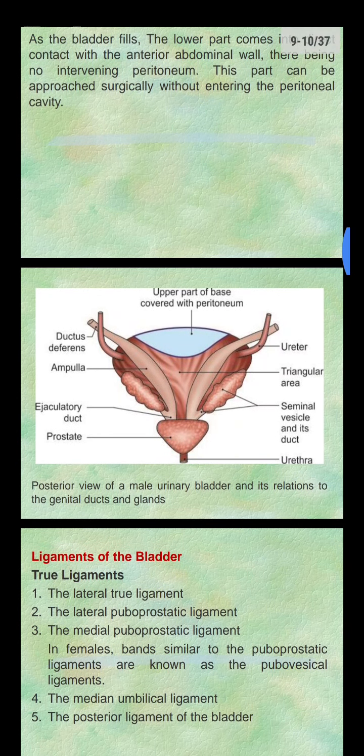And you can see the posterior view of the urinary bladder. In the males, this is the posterior view, the back portion of the bladder. It is related to the prostate, the ejaculatory ducts, the seminal vesicles and the ductus deferens. So all these structures are on the posterior side of the bladder in the males.